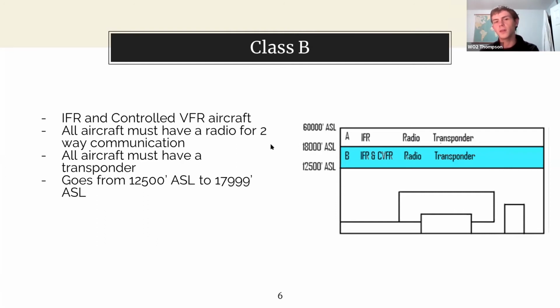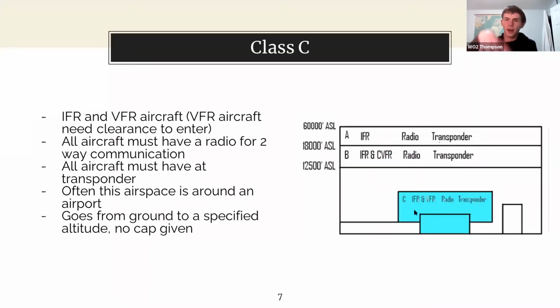12,500 feet to just about 18,000. Class C is around an airport. It's for IFR and VFR aircraft. You must have a radio and a transponder. And it goes from ground to whatever altitude is specified in the Canadian Flight Supplement.